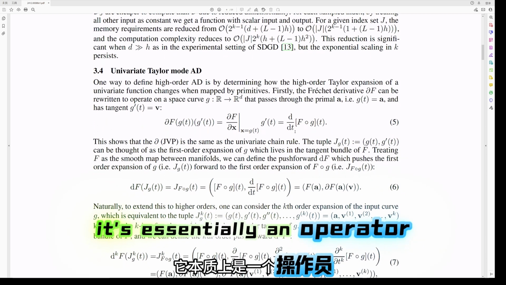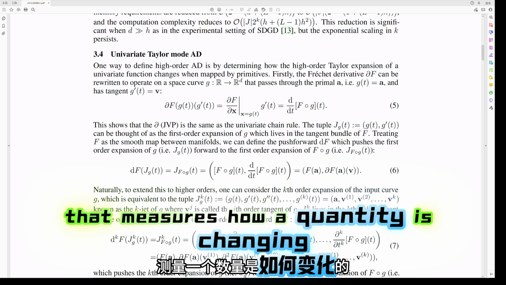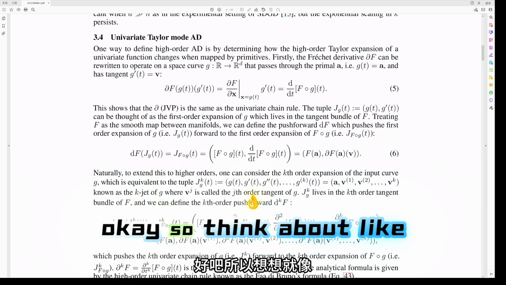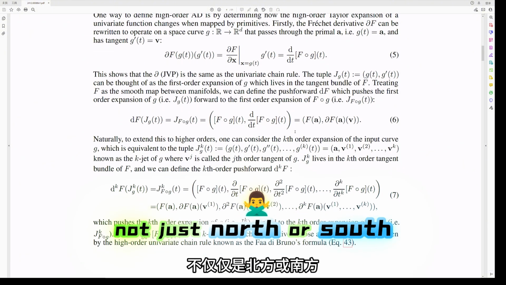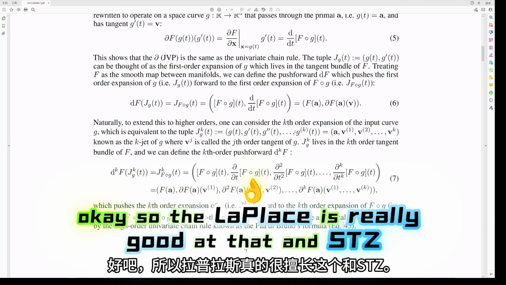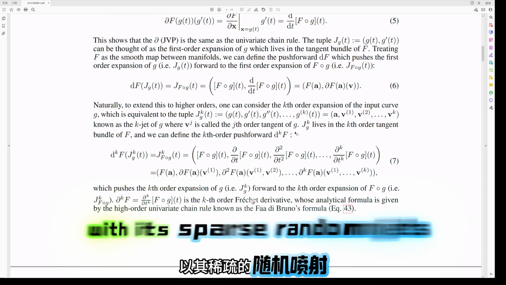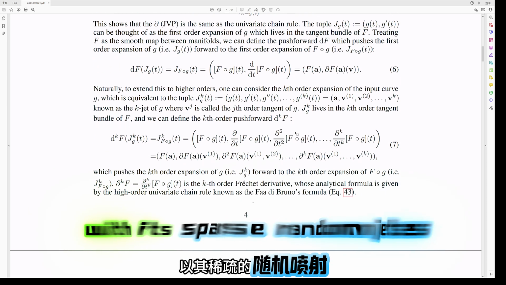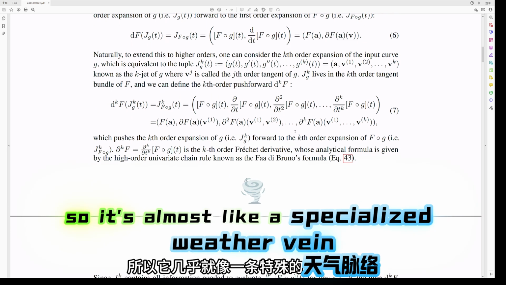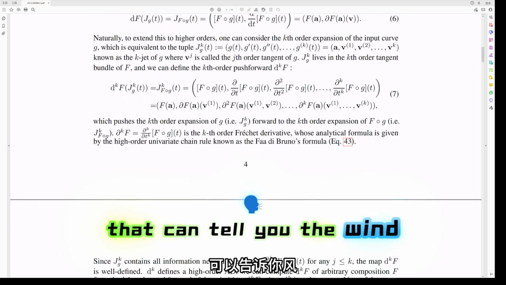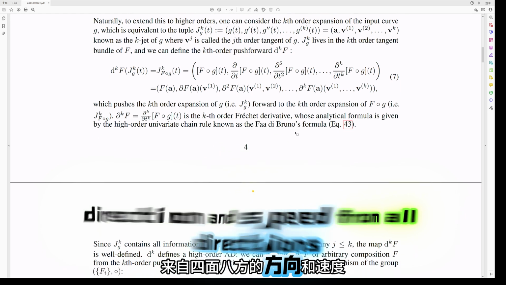It's essentially an operator that measures how quantity is changing in all directions. Think about how the wind is blowing from all directions, not just north or south. The Laplacian is really good at that. And STDE, with its sparse random jets, can handle the Laplacian really well. So it's almost like a specialized weather vane that can tell you the wind direction and speed from all directions. That's really cool.